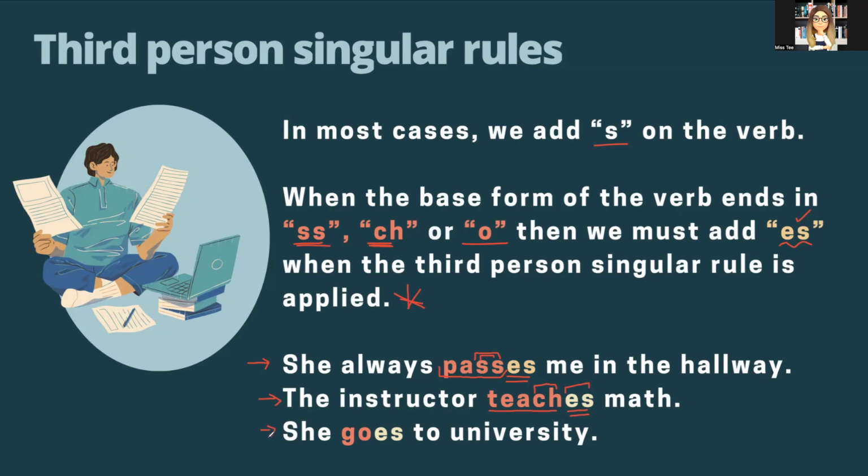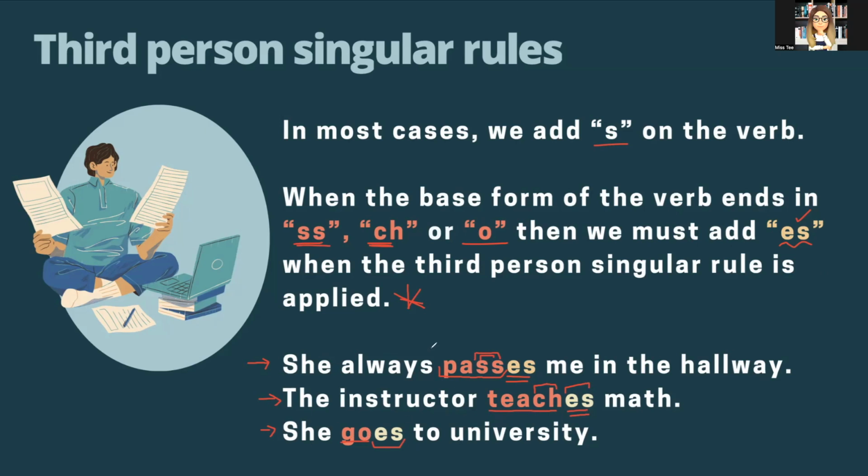Let's look here. She goes to university. Goes. So here, the root word is go. We end in O. So we have ES. She goes to university.